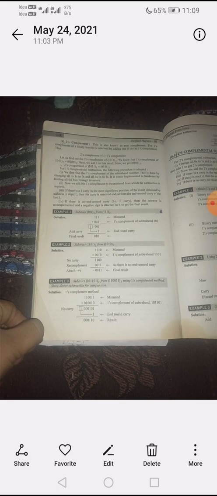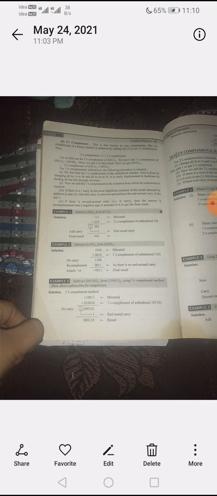For example, let us find the two's complement of 1011 to the base 2. This given number is first converted into its one's complement. The one's complement of 1011 to the base 2 is 0100 to the base 2. Now next we have to add 1 to this one's complement.